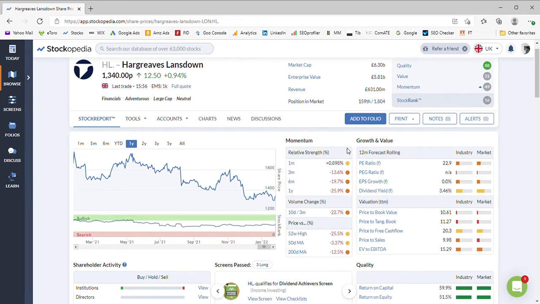Today we're going to look at the Hargreaves Lansdown share price forecast. Hargreaves Lansdown is an online money management service, really, where personal investors, private investors, invest their cash in SIPPs, stocks and shares ISAs, etc. on the Hargreaves platform. So similar services to the likes of Fidelity and II and AJ Bell, etc.